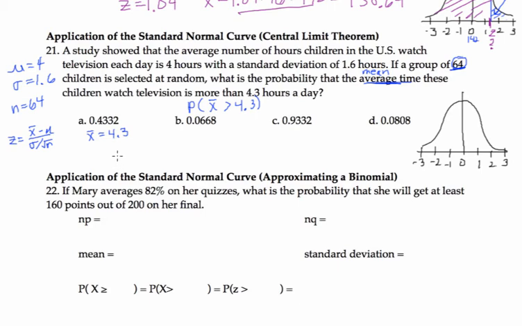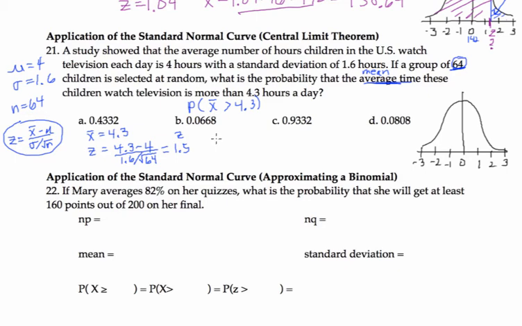What's the probability that it's going to be over that? So I need to find the z-score that goes along with that. So I'm going to use this formula right here. X bar, that's the mean that I have, 4.3, minus the population mean, 4, divided by the standard deviation, 1.6, divided by the square root of n, the number of people in our sample, 64. That z-score ends up to be 1.5. Okay, that's the z-score I'm looking at. So now I work it just like I worked problems 18 and 19.